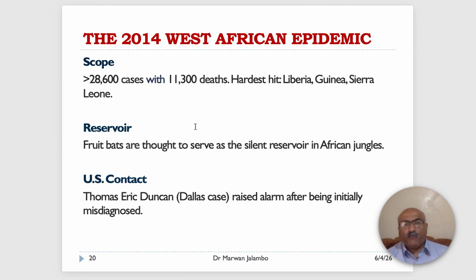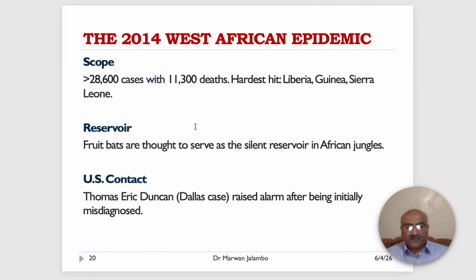The 2014 West African epidemic. The 2014 epidemic was the largest in history, killing over 12,000 people. It highlighted the risk of zoonotic spillover, likely from fruit bats, and proved that in a globalized world, an outbreak in a remote village in Guinea can reach Dallas, Texas within days. This is the state in the United States of America.